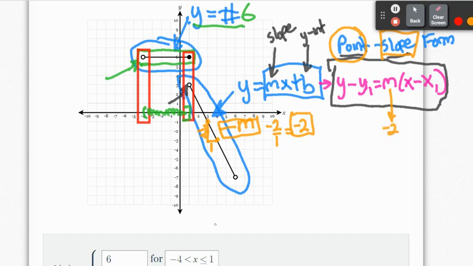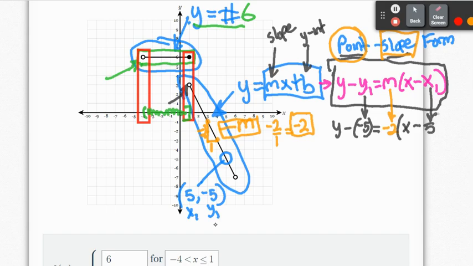Then I need any point, like this one. This point right here is (5, -5). So that coordinate, (5, -5), is my 1 coordinate. In fact, I'm going to call it my (x1, y1), because it's my 1 coordinate. So I put the y1 where the y1 is, that's -5. I'm going to put it in parentheses, y minus, so all this stuff's just coming down, equals -2 parentheses, the x comes down, minus the x1, which is a +5.